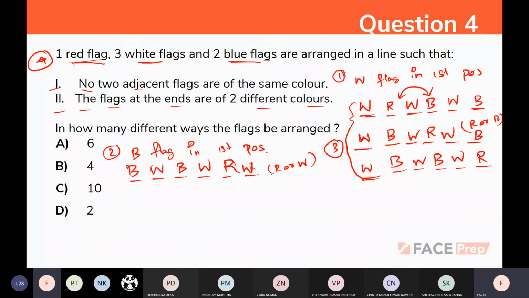Someone unmuted himself. Sir, what is the second condition? The second condition is that the flags at the ends are two different colors. Here, the last place should not be another white. We cannot place another white here, which is wrong. We can place red or blue. That is the only possible way. So here, with the blue in the first place, there can be another arrangement also.